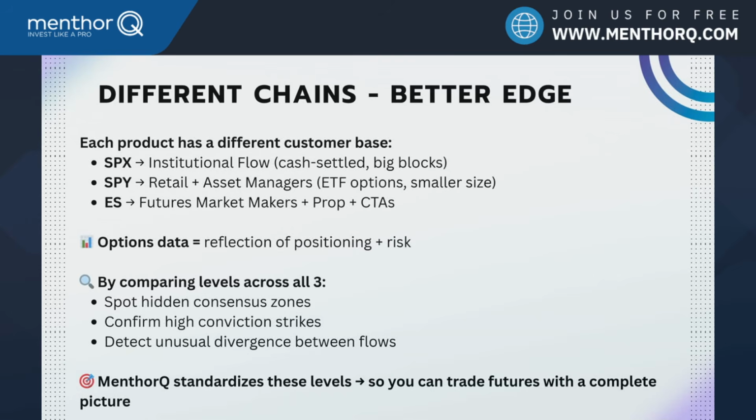You can confirm high conviction strikes. And again, you can detect unusual divergence. So again, we give you access to all three of these option chains, so it's up to you to use them to your advantage, but you also have the flexibility to potentially use them in conjunction.